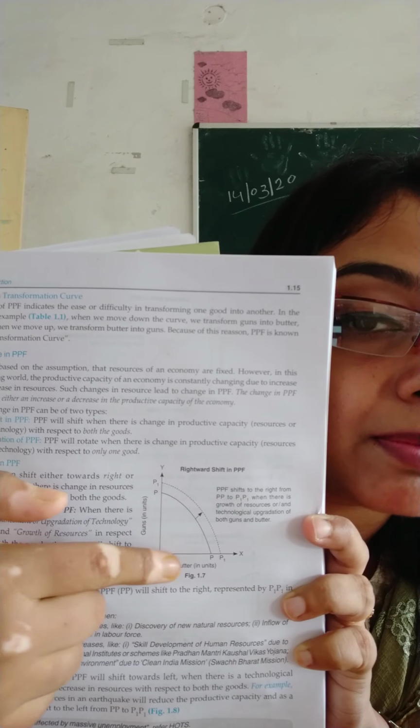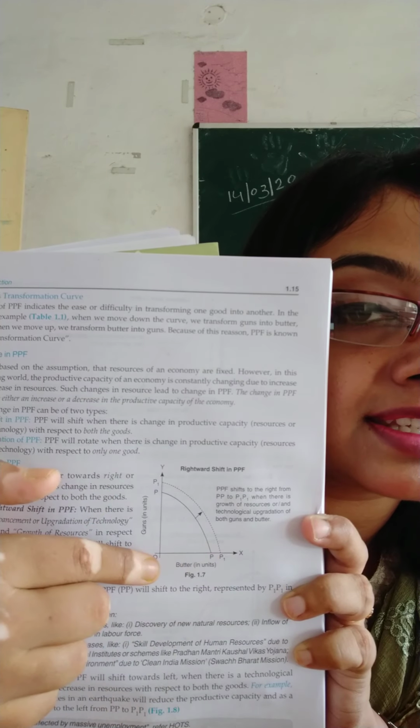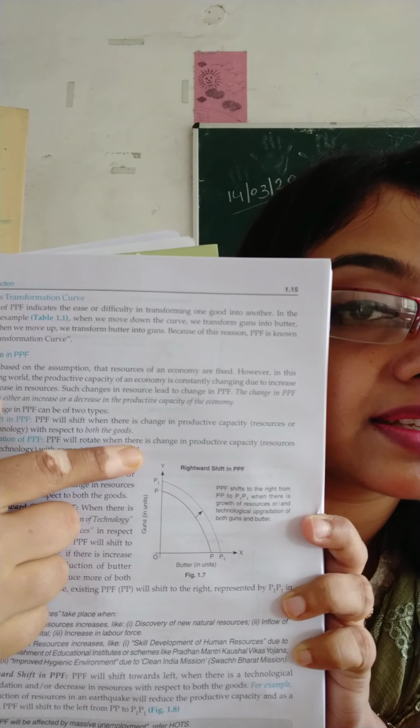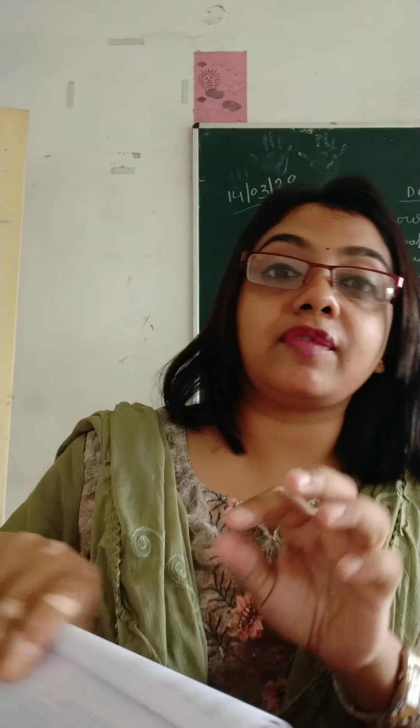And you know that we are measuring butter on the horizontal axis and guns on the vertical axis. Whenever you draw the diagram, you have to label the axes, x and y, as well as on which axis you are measuring what, and it should be named properly with arrows and everything, otherwise marks will be deducted. Okay, proper diagrams will score you good marks.